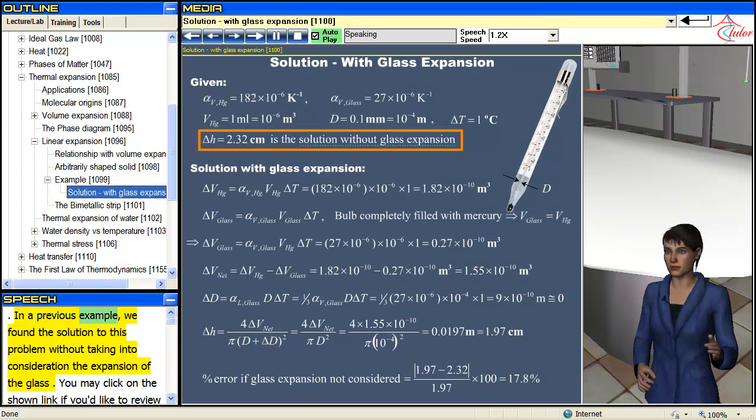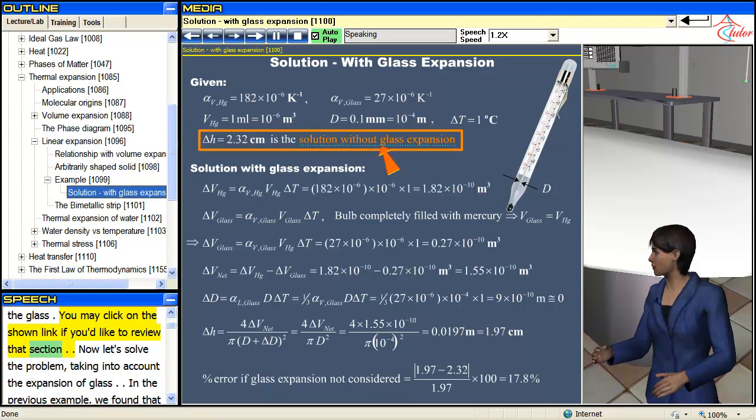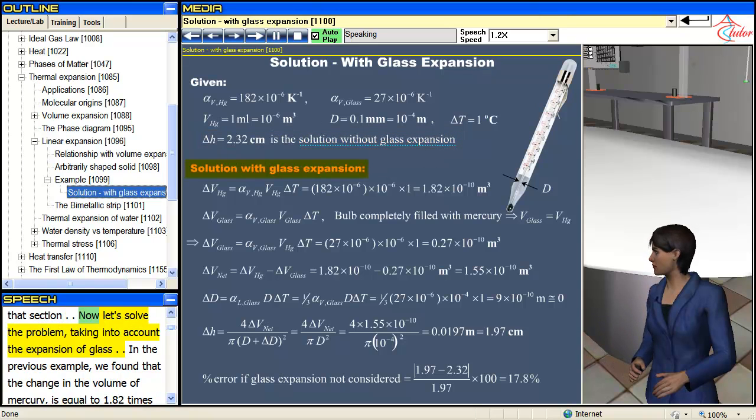In a previous example, we found the solution to this problem without taking into consideration the expansion of the glass. You may click on the shown link if you'd like to review that section. Now let's solve the problem, taking into account the expansion of glass.